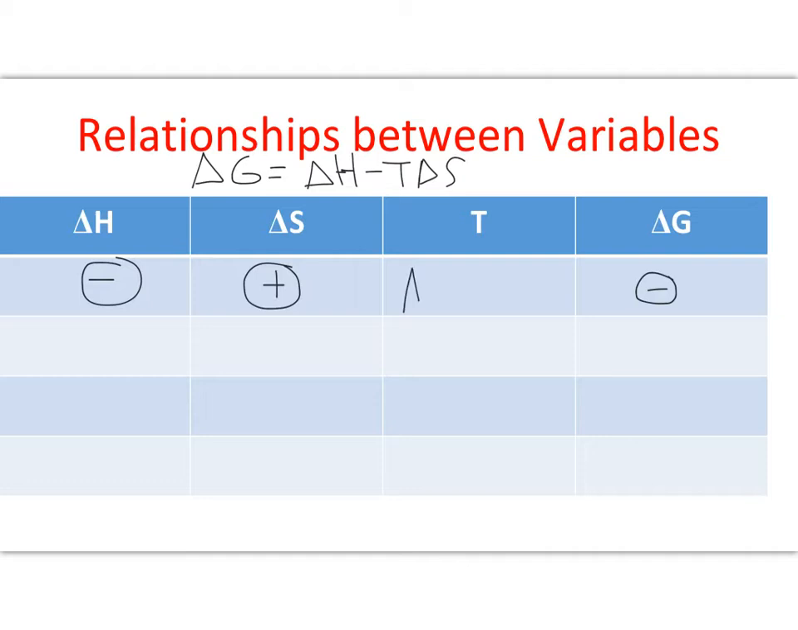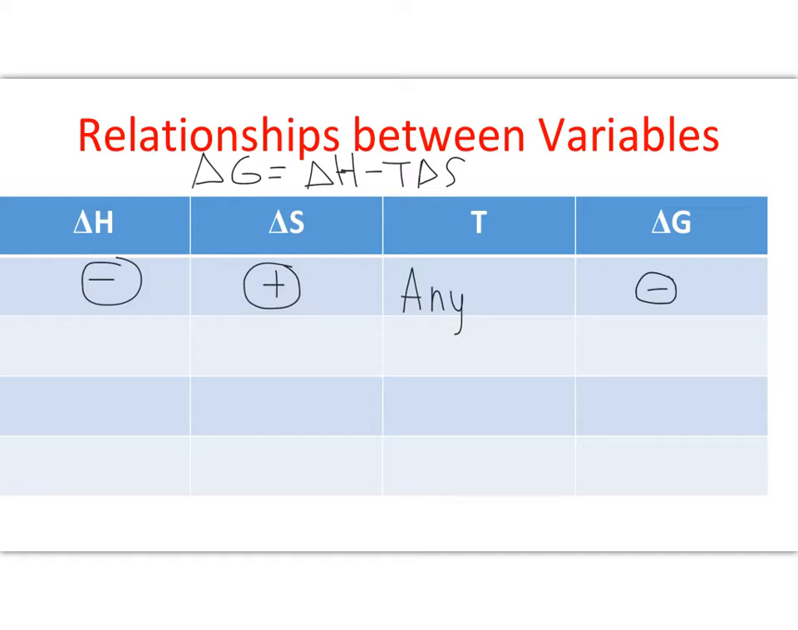This occurs at any temperature for the reasons we talked about previously. If you have a negative delta H and you subtract from that a positive delta S, that's always going to give you a negative value. So at any temperature, delta G will be negative.